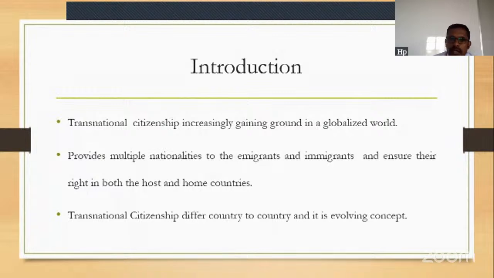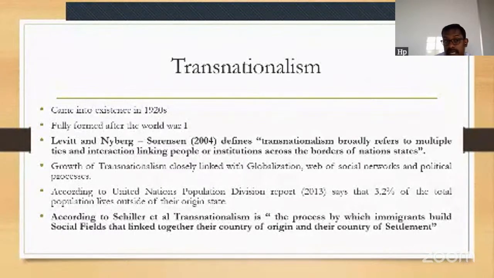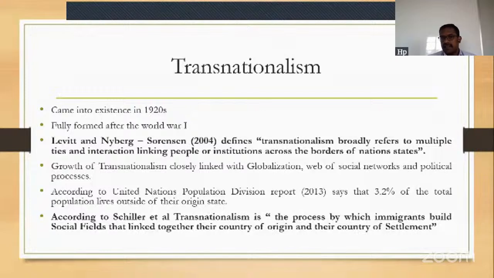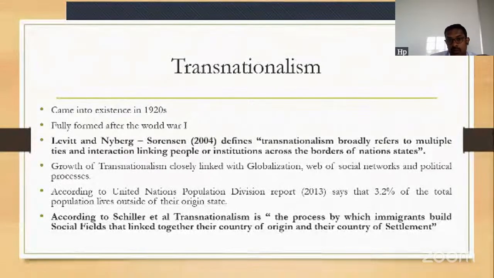The transnationalism concept came into existence in the 1920s, fully formed after World War One. Levitt and Nyberg define it as: transnationalism broadly refers to multiple ties and interactions linking people or institutions across the borders of nation states. Through the transnationalism concept, the nation is accepting that interaction, and the growth of transnationalism is closely linked with globalization.